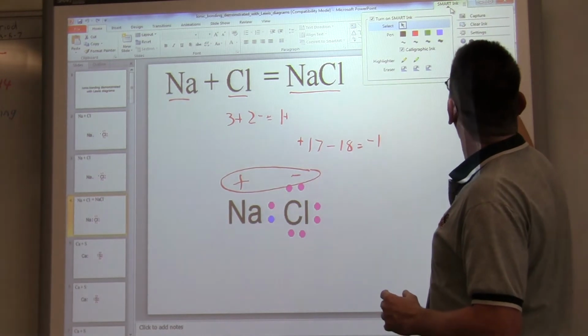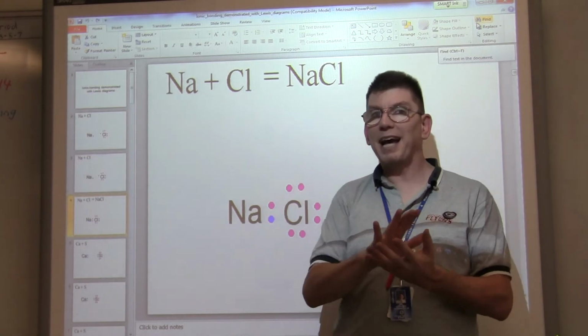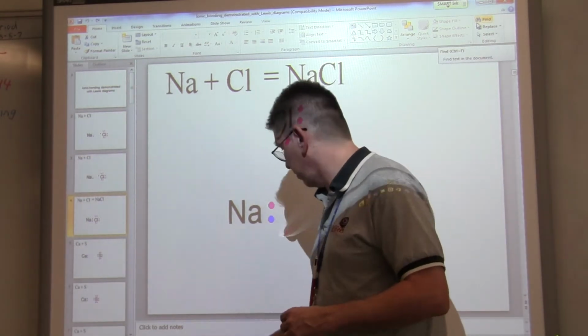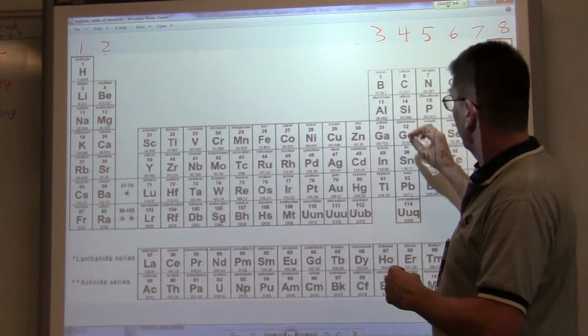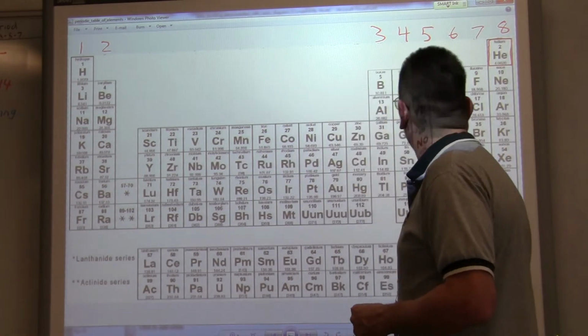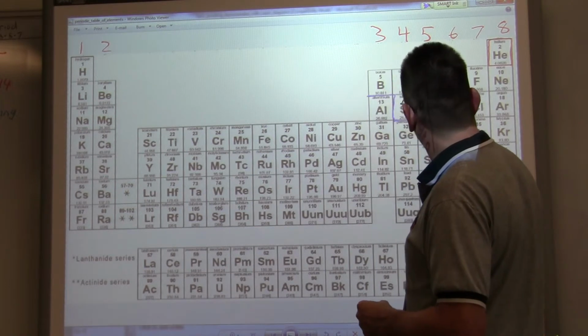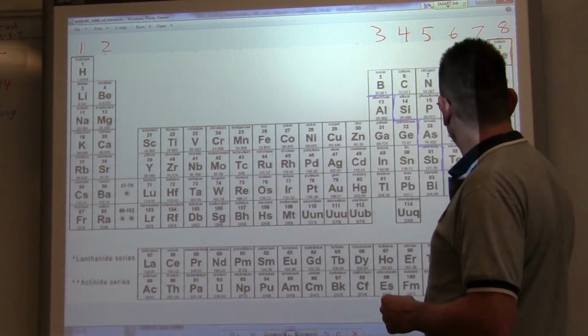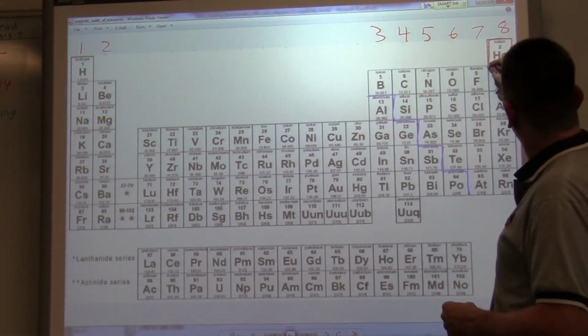Now, this will happen through any metal and nonmetal will bond ionically. Any metal and nonmetal on the periodic table. So I can look at any of the nonmetals over here, which I can separate them. The metals are anything to the left of this. The nonmetals are to the right, but here is the breakoff.